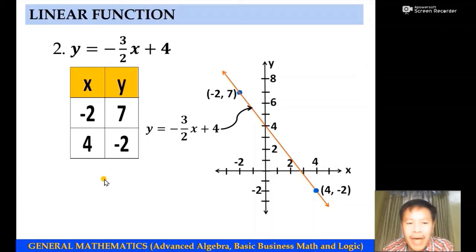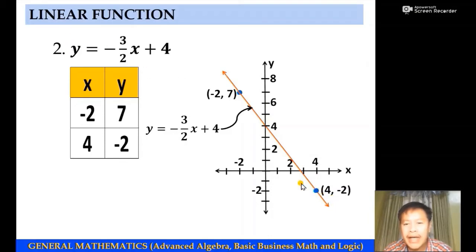Now, if x is equal to 4, y is negative 2. So, from the origin, go to the right 4 units. 1, 2, 3, 4. Then, your y is negative 2. Go downward, and this is your point with coordinates 4 and negative 2. Take note, you are going to indicate the coordinates beside our point. Okay, now, connecting the 2 points, this is your line, and the line is decreasing.